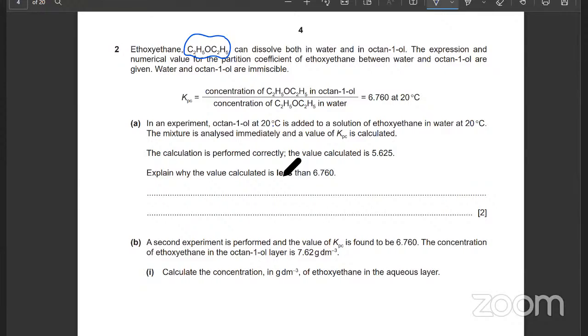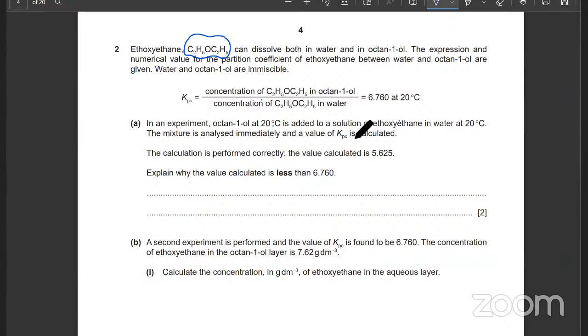So what is happening in an experiment? To ethoxy. Sir, in H2 the concentration is lower. In H2 the concentration is higher.